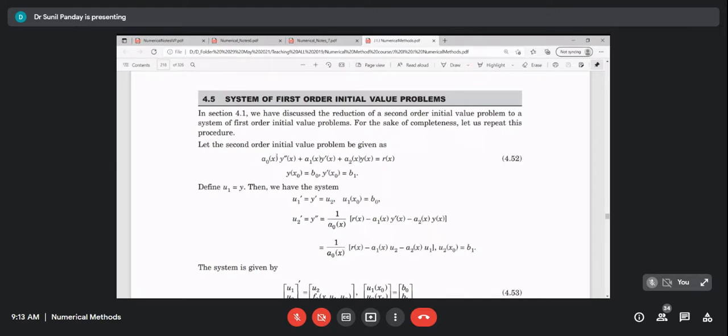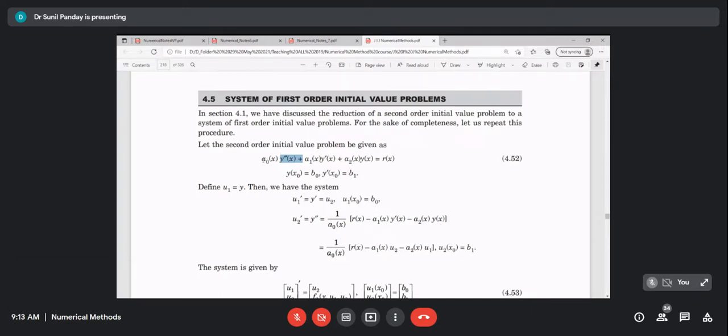When we say we are learning a system of first order initial value problems, it means that we can solve a second order, third order, or fourth order differential equation by breaking it into a system of first order initial value problems. This we have already done in earlier classes also.